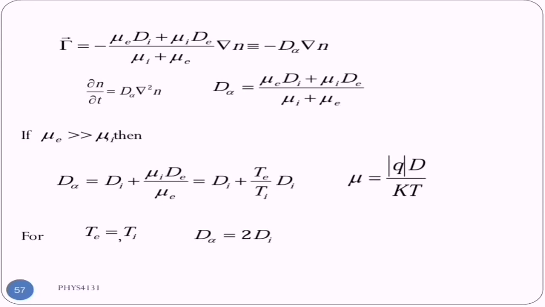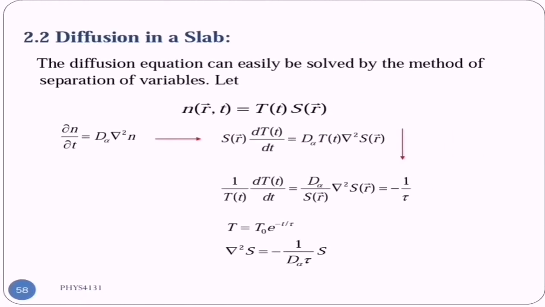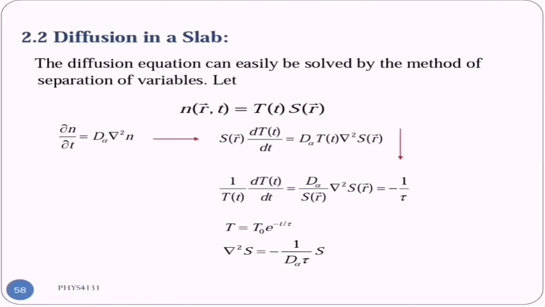Next we will study diffusion in a slab. The diffusion equation can easily be solved by the method of separation of variables. For that we let n of r, t be equal to T of t times S of r. We make two variables, T and S. S is a function of r while T is a function of time t. Then we solve the equation partial n over partial t is equal to d alpha del square n.